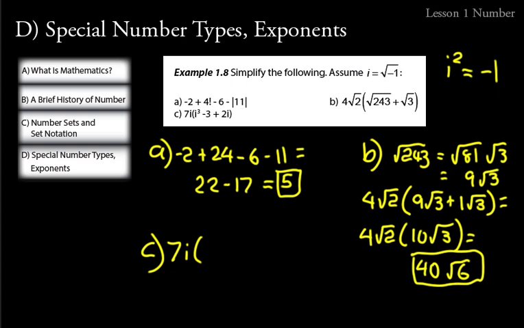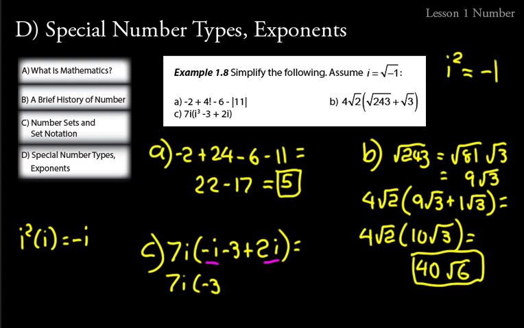Now i cubed, let's just do that over to the side. That equals i squared times i, right? And i squared equals negative 1, so this can simplify to negative i. So we have a minus i minus 3 plus 2i. So simplify inside parentheses first. So we can add this minus i plus 2i. That's like we have a negative 1i and a plus 2i. That'd just be i. So that simplifies to 7i, parentheses, minus 3 plus i.